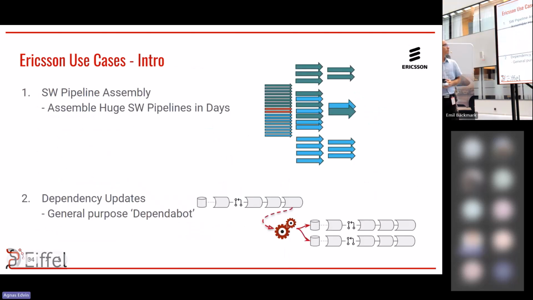So looking into a couple of use cases then, I will present these 2 different use cases. The first one I call software pipeline assembly: how we manage to assemble a huge software pipeline in days. And the second one I call dependency updates, and Magnus was into that as well. You might know about Dependabot if you're working in GitHub, or maybe Renovate if you're working elsewhere. I will describe another solution based on Eiffel events.